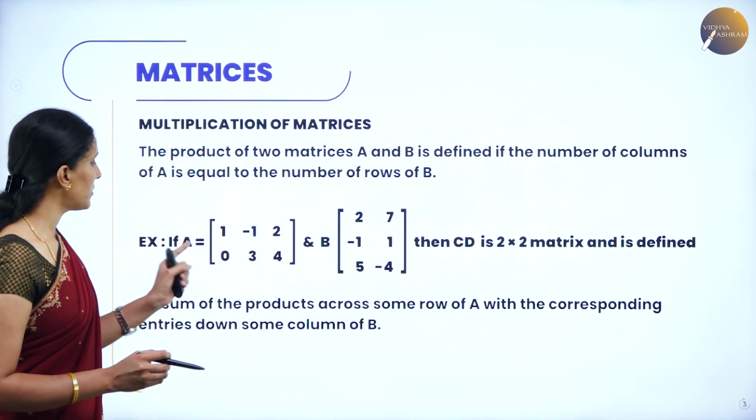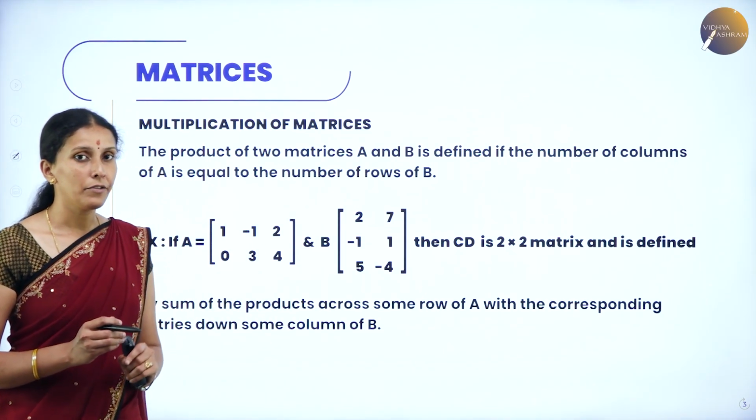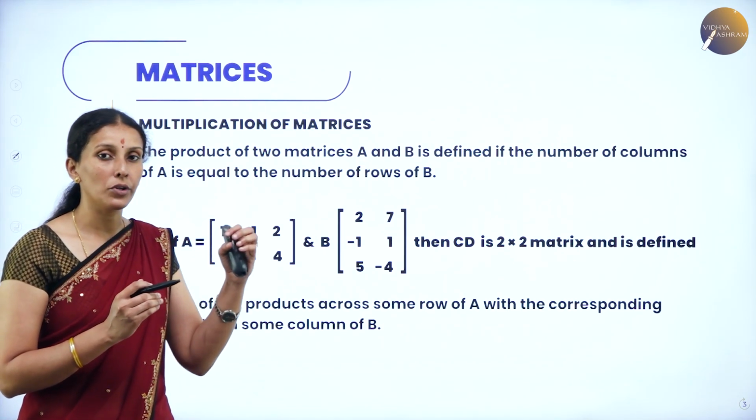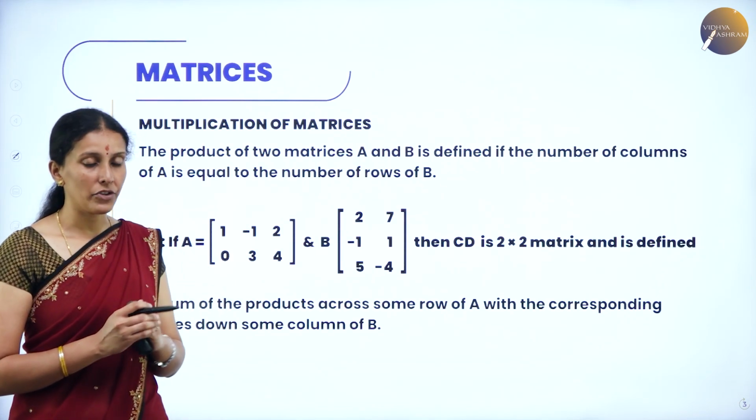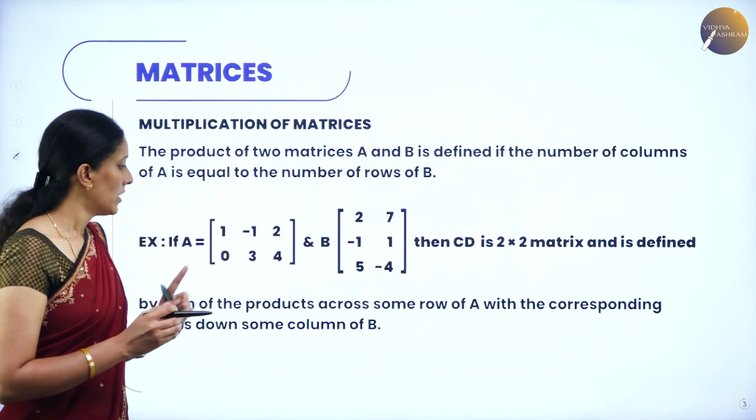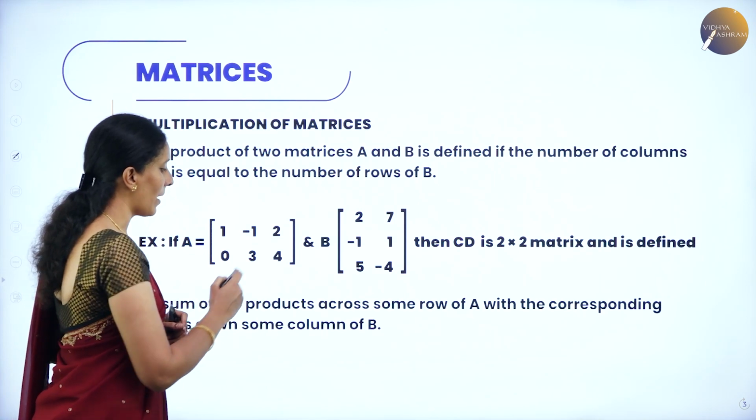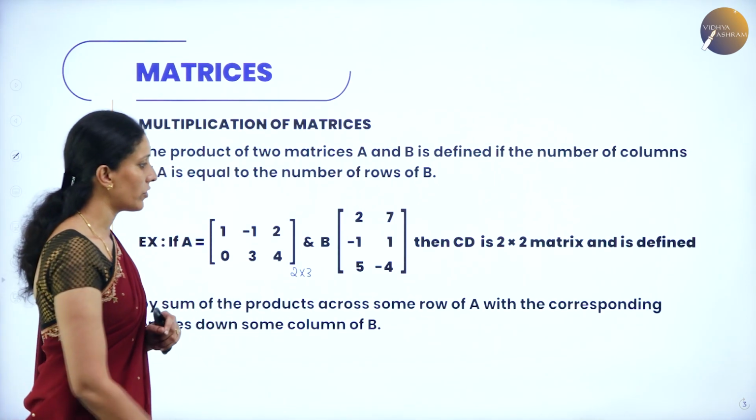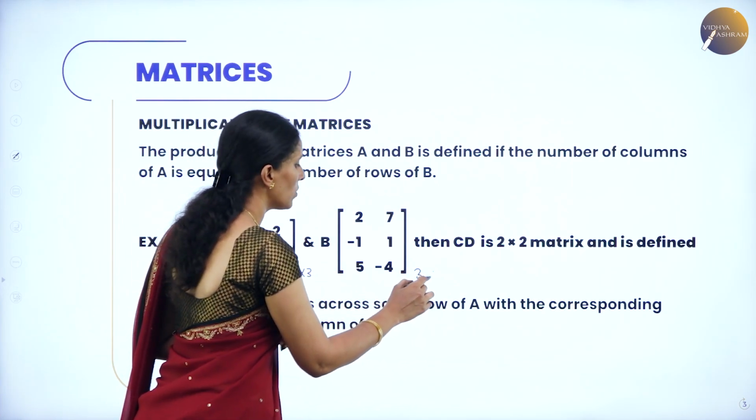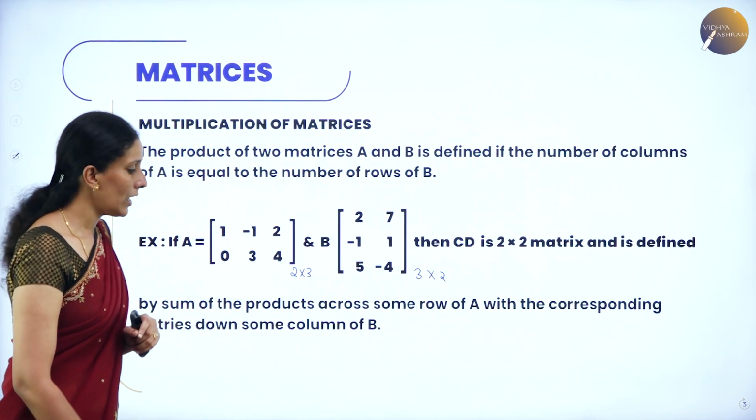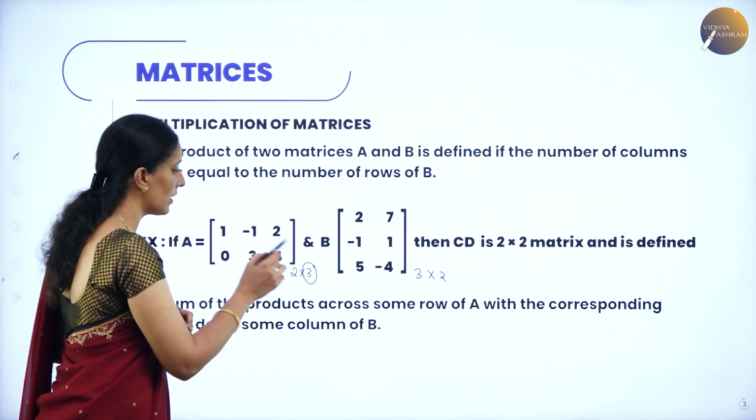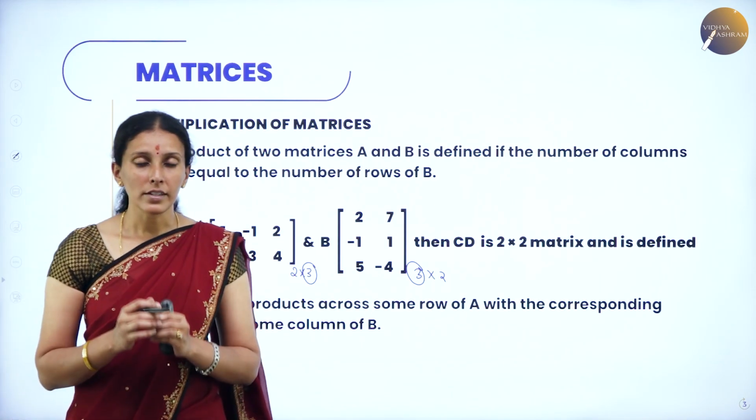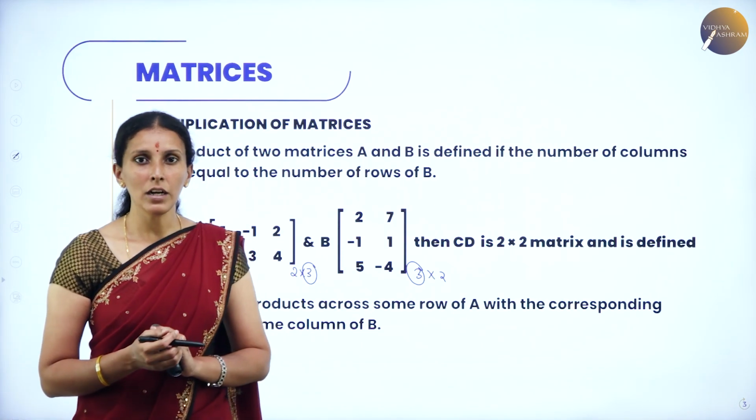So here I have taken an example. First you have to see whether the number of columns in the first matrix is equal to the number of rows in the second matrix, then only the product is defined. So here, what is the order of this matrix? 2 rows, 3 columns. So it is a 2 cross 3 matrix, and here it is 3 rows, 2 columns. So clearly you can see here the number of columns in the first matrix is equal to the number of rows in the second matrix. So this is how we define the product.